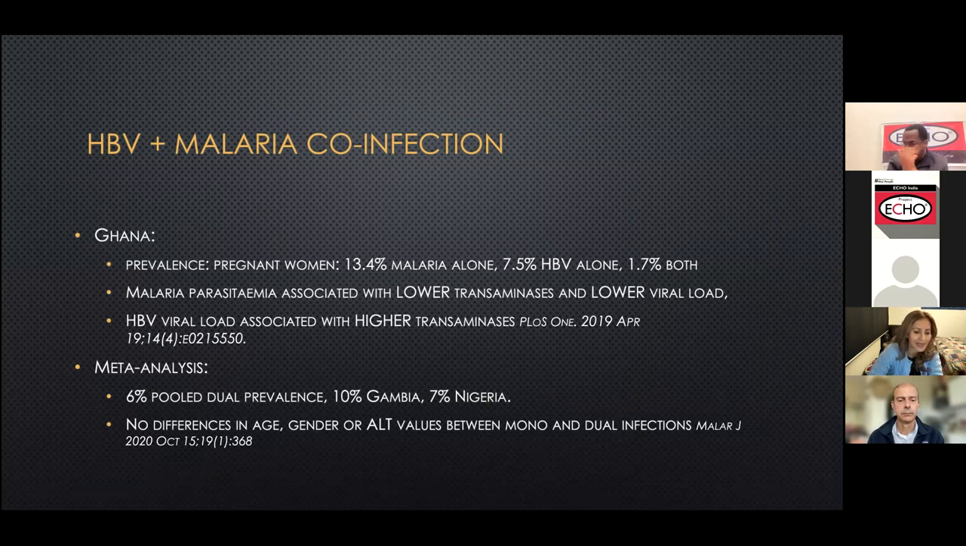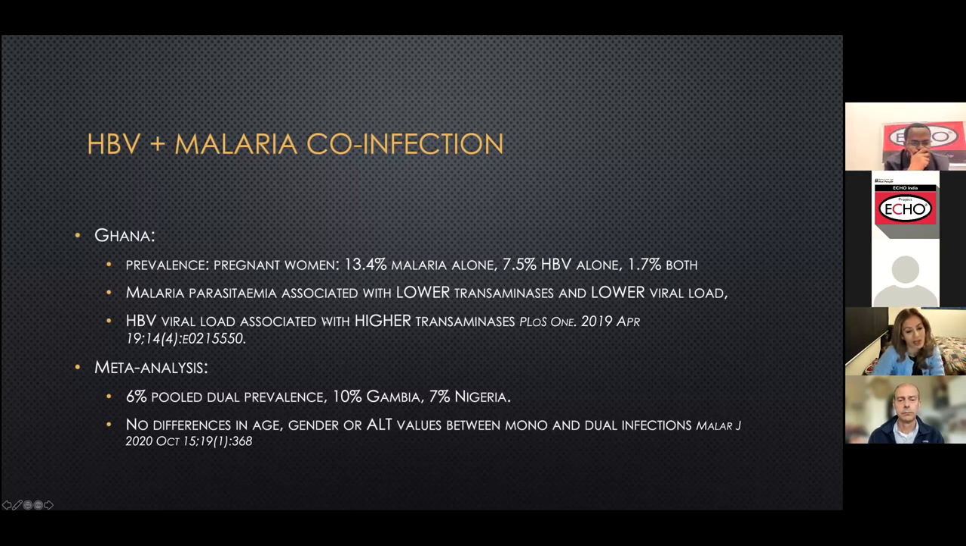peri-pregnancy care. So the prevalence in pregnant women is shown to be around 13.4% of malaria alone, 7.5% of HBV alone, but only 1.7% of the population had both malaria and Hep B. The parasitemia in this study was associated with lower transaminases and a lower viral load of Hep B. And the higher HBV viral load was associated with higher transaminases.